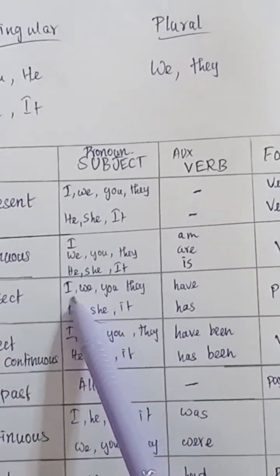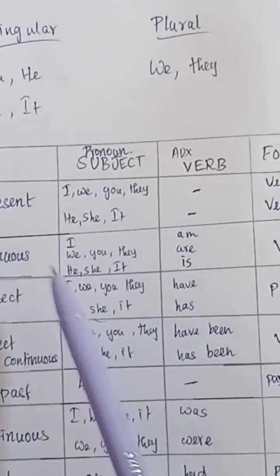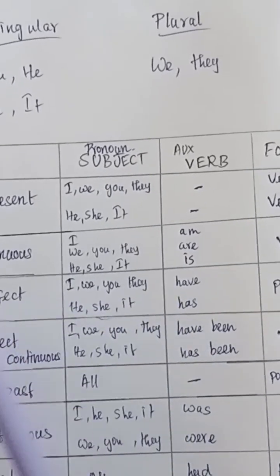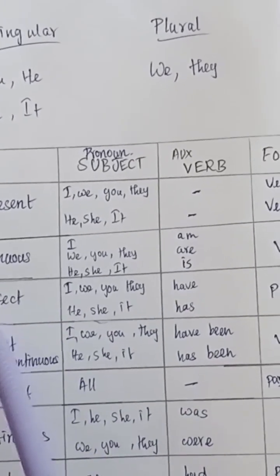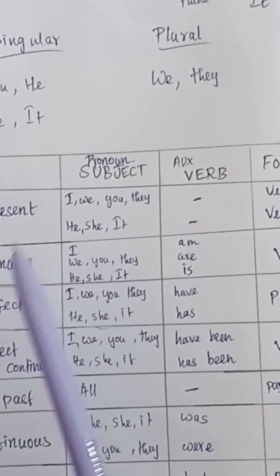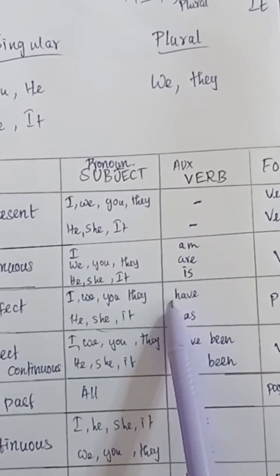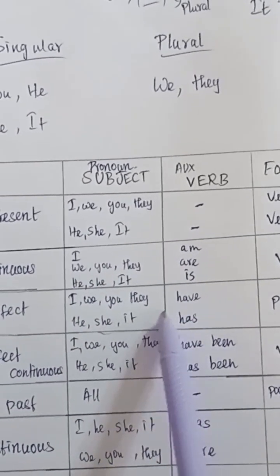In present perfect, the same thing we saw here: I, we, you and they, it will have present perfect. When we hear the word perfect, it will actually mean either have, has or had. So in this it is present, so it will be have, and it will be having have or has.